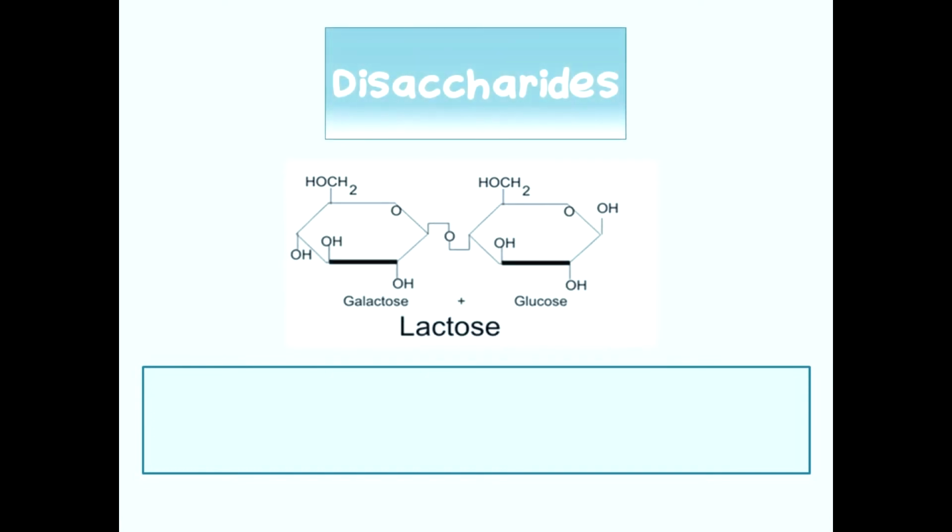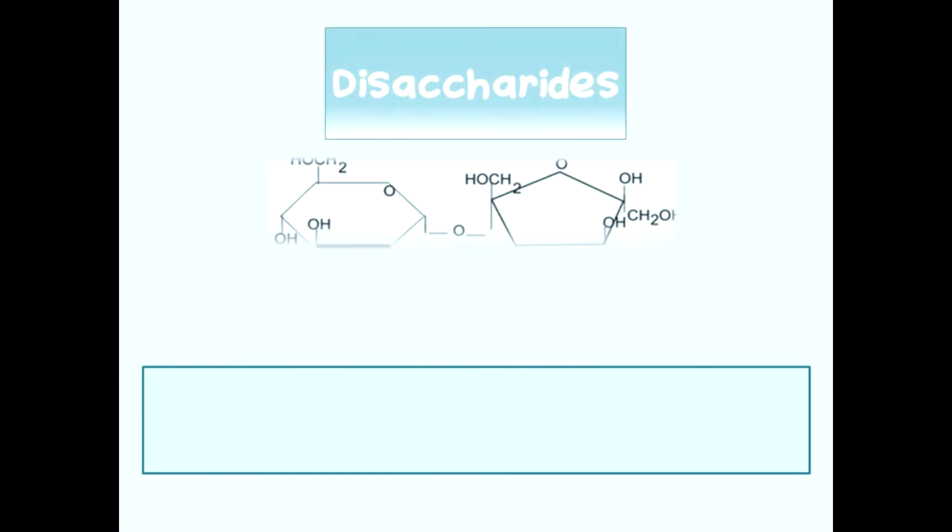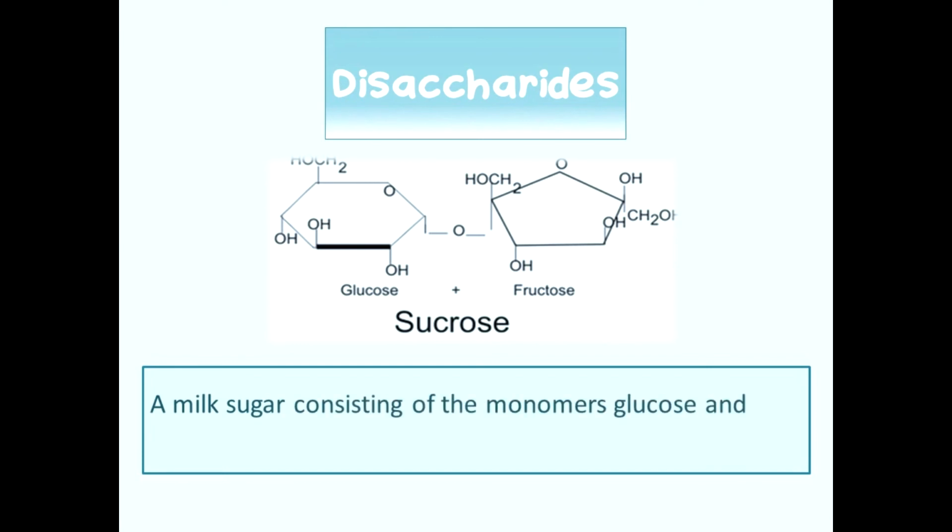Second type is the lactose. Table sugar, which is composed of the monomers glucose and fructose. Third is the sucrose, a milk sugar consisting of the monomers glucose and galactose.